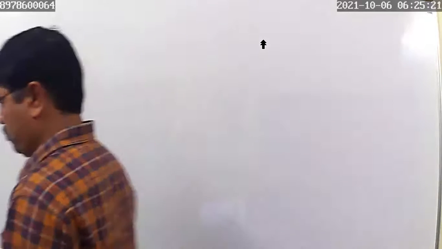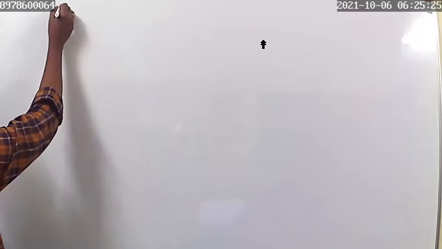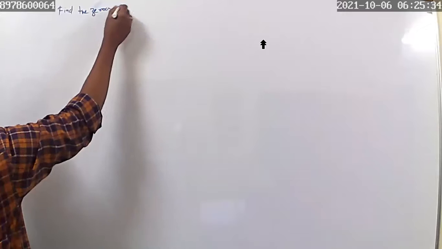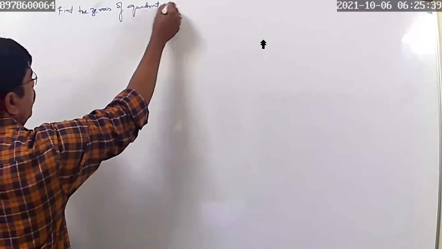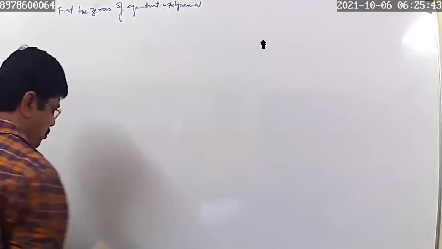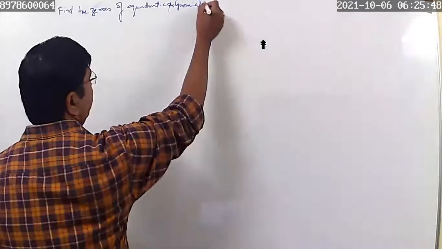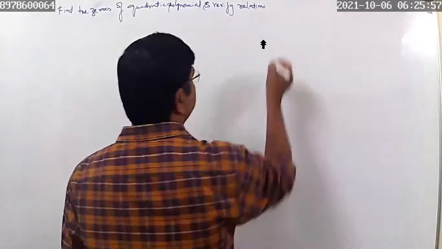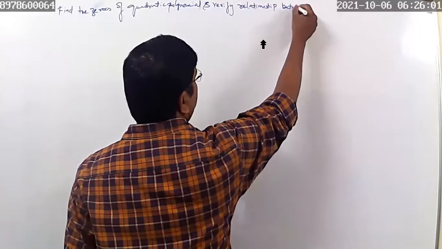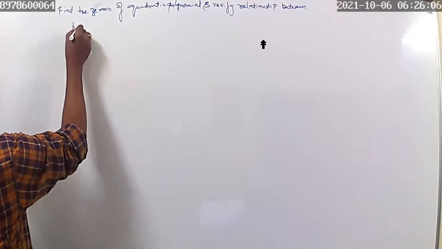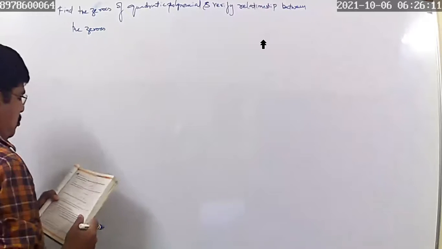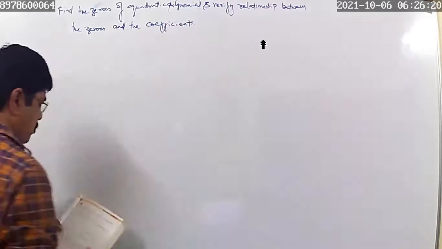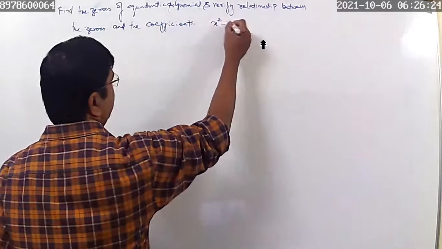Find the zeros of the following quadratic polynomial and verify the relationship between the zeros and the coefficients. x square minus x minus 6.